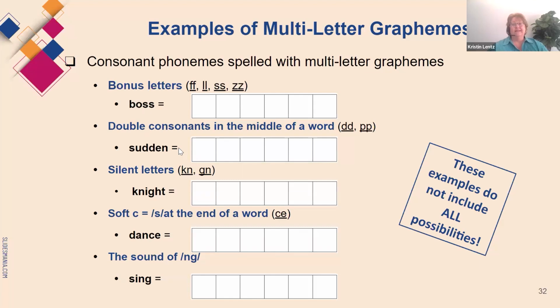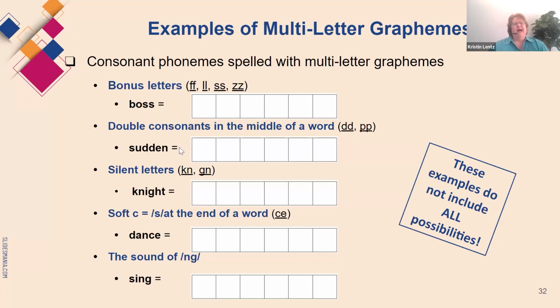So some examples, and these aren't all possibilities, but some of the more common ones you may come across would be examples such as bonus letters. Bonus letters, I will say, is also a Wilson term. However, you may in some places call them doublets. I've also heard them called other names.